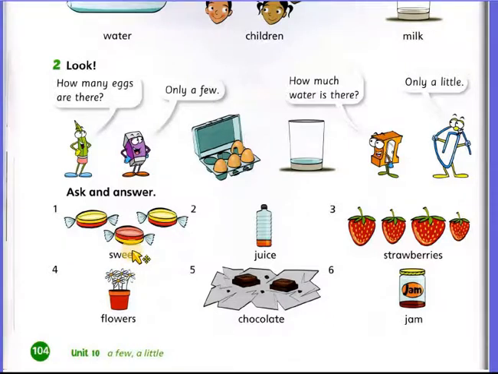I'll do number 1 and 2 for you, and then you will answer number 3, 4, 5, 6 in your notebook. Number 1. Sweets. How many sweets are there? Only a few. Number 2. How much juice is there? Only a little. Please open your notebook and answer 3, 4, 5, and 6.